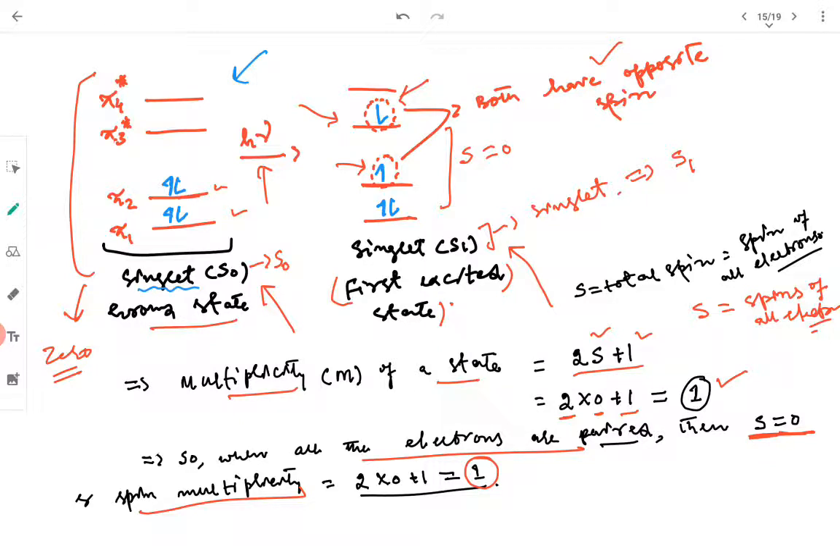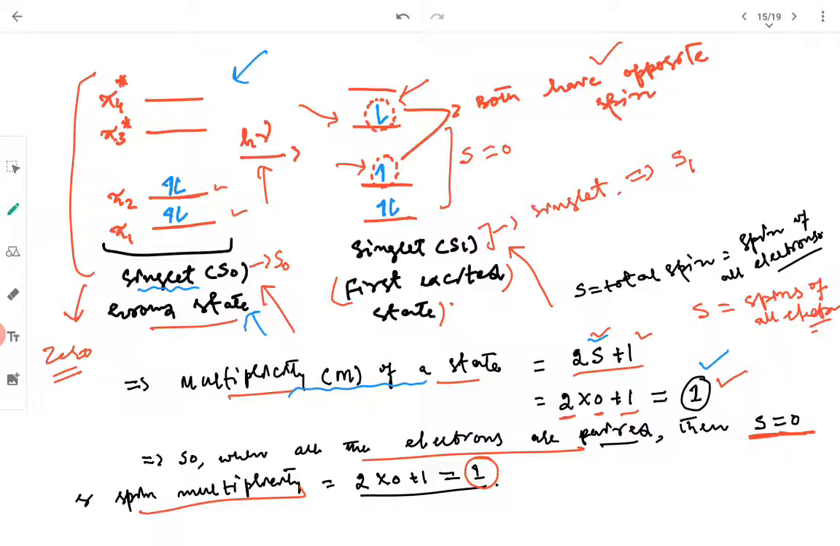Singlet stands for all electrons being paired for this molecule, and if you count the multiplicity of this state, multiplicity is given by M equal to 2S plus 1, where S is the total spin of all the electrons. In this case, the total spin comes out to be 0. So 2 into 0 plus 1 comes out to be 1. So multiplicity comes out to be 1. For any state for which multiplicity is equal to 1, we call such a state a singlet state.